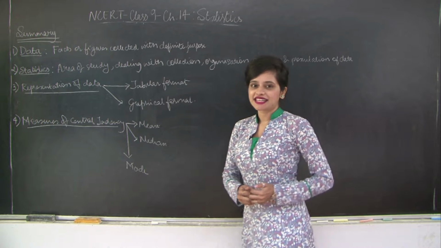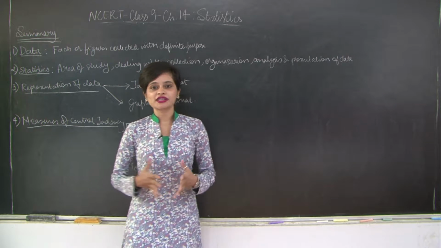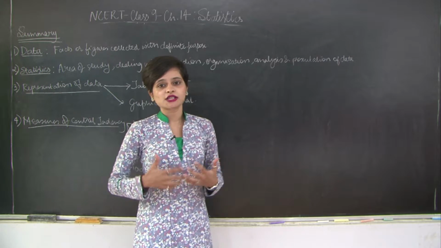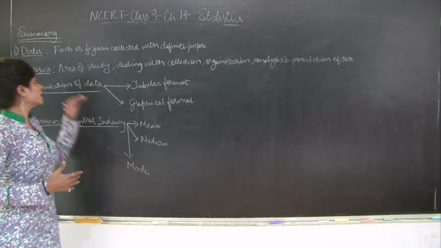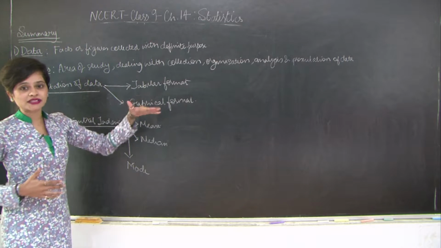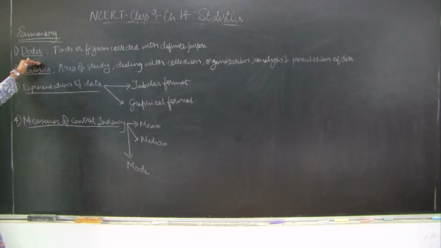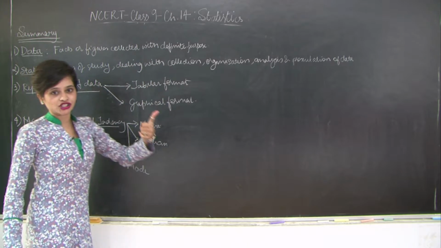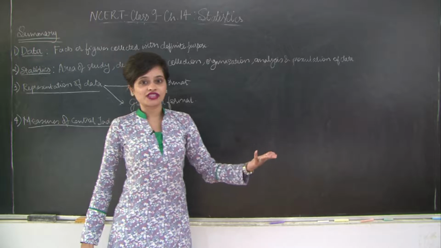So we'll start with data. At the very start of the chapter, we learnt about information that can be gained through various formats, sources or media. Of this information, only the information, facts or figures that are collected with a definite purpose is known as data. Then using data, we moved on to statistics, which is an area of study dealing with the collection, organization, analysis and interpretation of data.